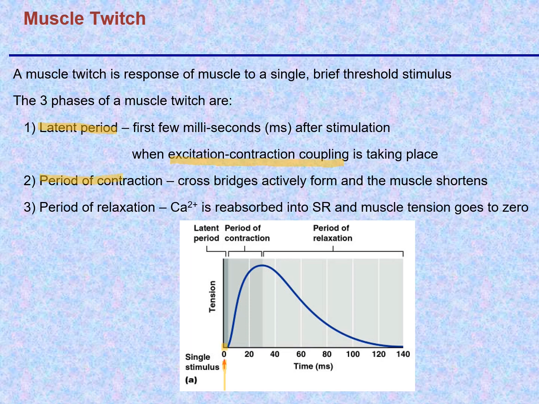The next period is the period of contraction, in which the cross bridges between the myosin thick filaments and the actin thin filaments are forming, and the muscle is shortening by the repeated rapid ratchet-like attachment and detachment and shortening of the myosin and actin as they slide past each other. So here's the period of contraction, and then there's a period of relaxation during which calcium gets reabsorbed back into the sarcoplasmic reticulum, and the muscle tension goes back down to zero. So these are the three periods: latent period, period of contraction, and period of relaxation.